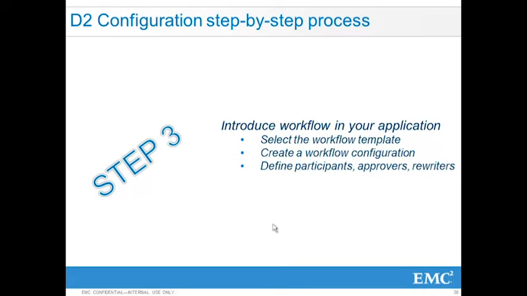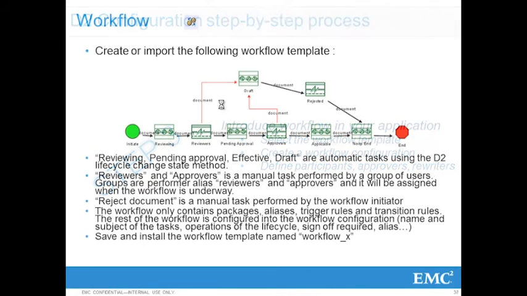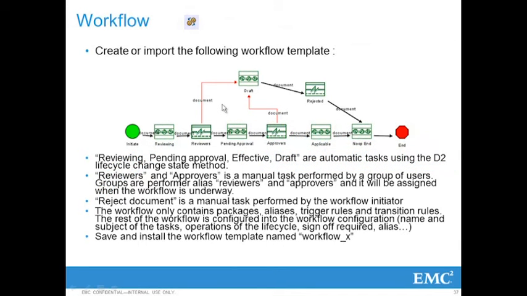Now we are going to see the D2 workflow configuration. Here we are going to work with this workflow template, which has already been installed on your image and also on my docbase. The goal of this workflow is to take a document in the draft status, then send it automatically to reviewing, and then you will have this manual task.